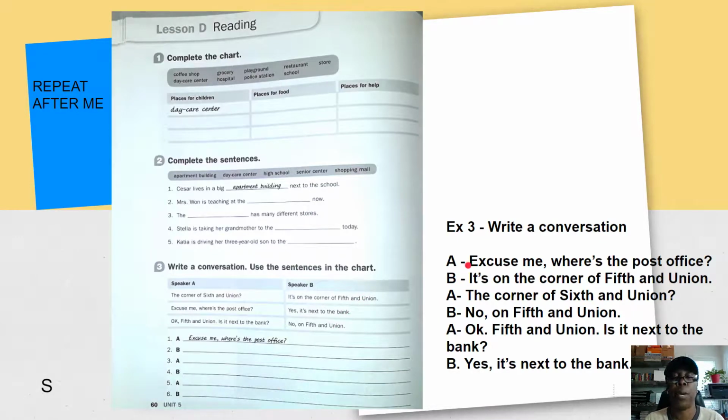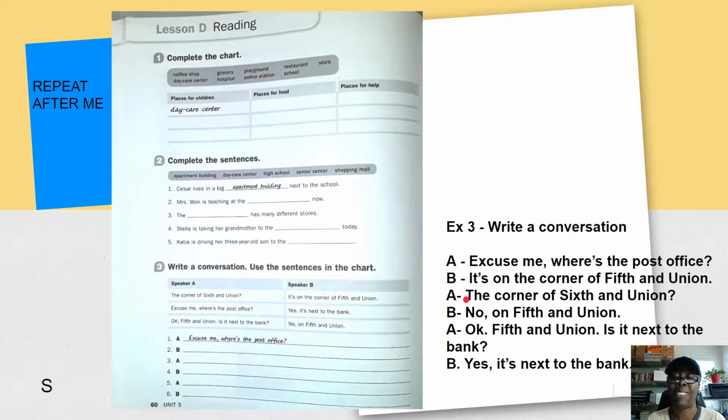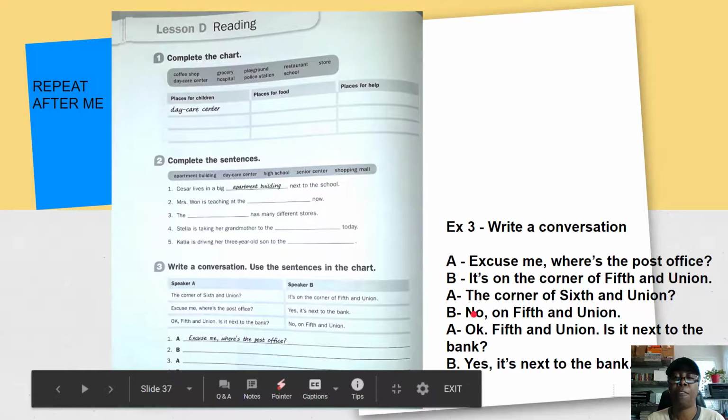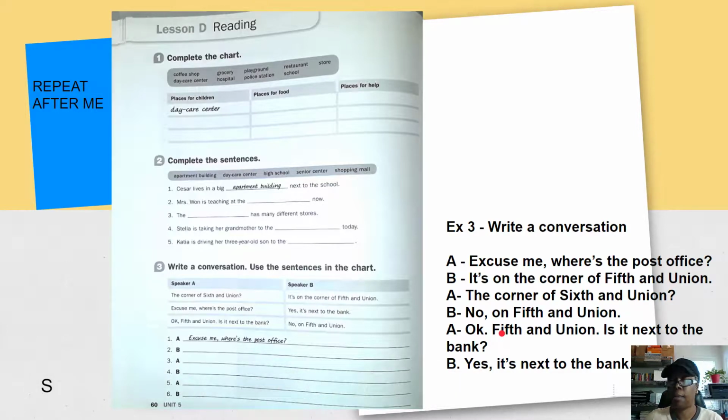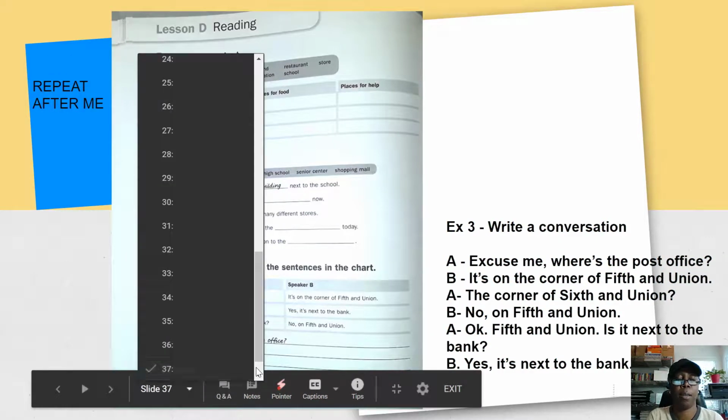Excuse me, where's the post office? It's on the corner of 5th and Union. The corner of 6th and Union? No, on 5th and Union. Okay, 5th and Union. Is it next to the bank? Yes, it's next to the bank. All right.